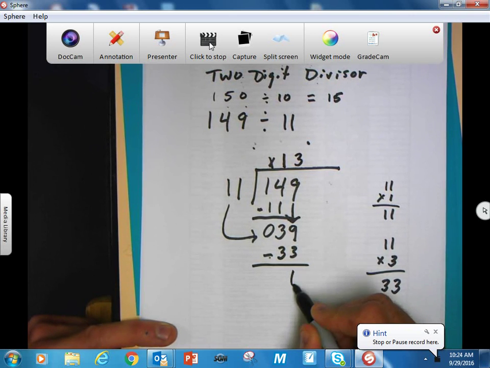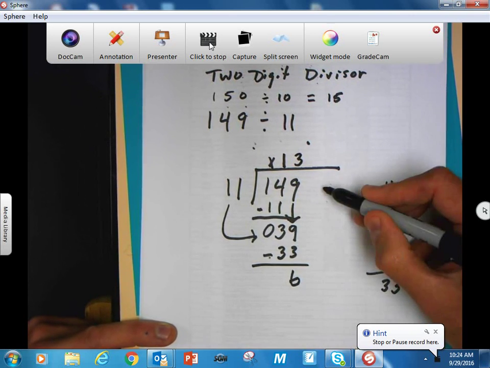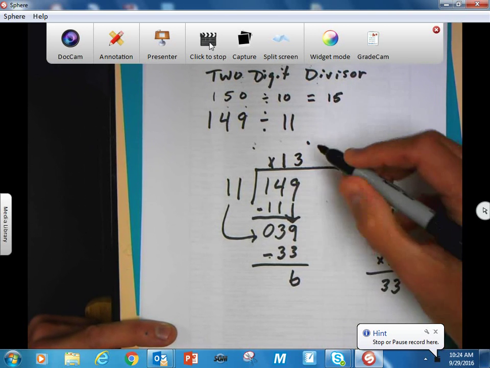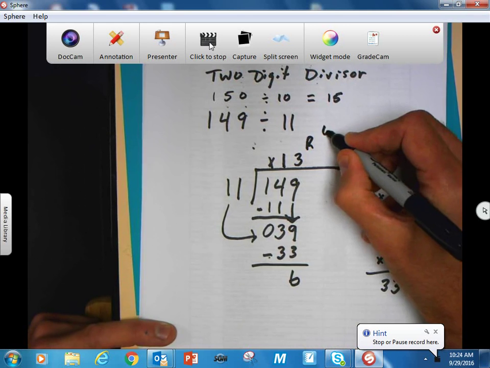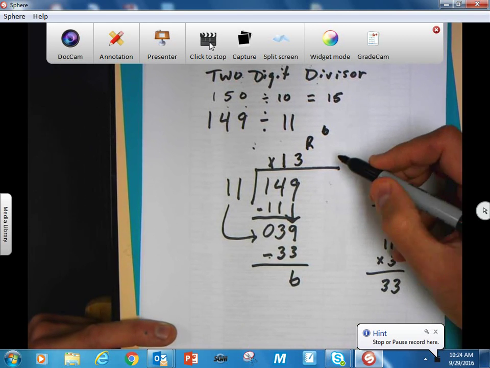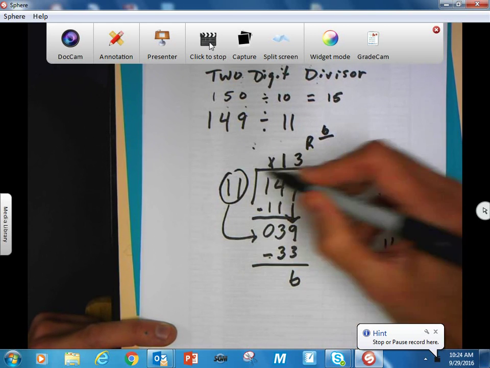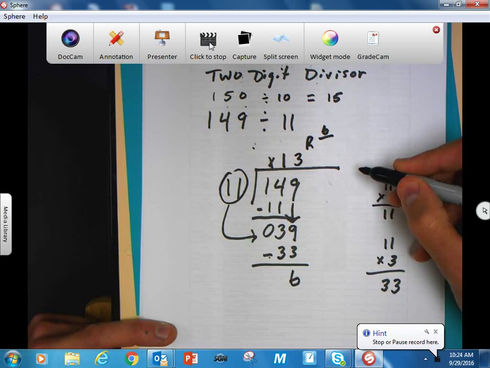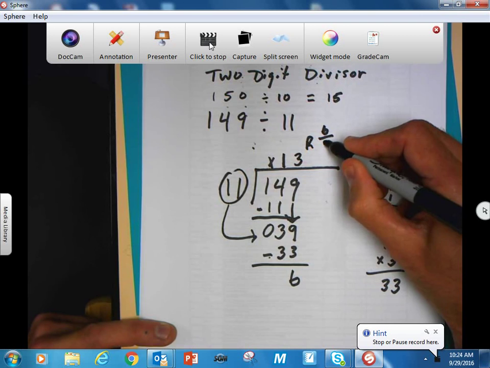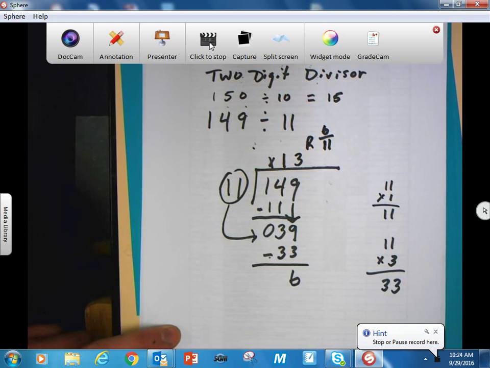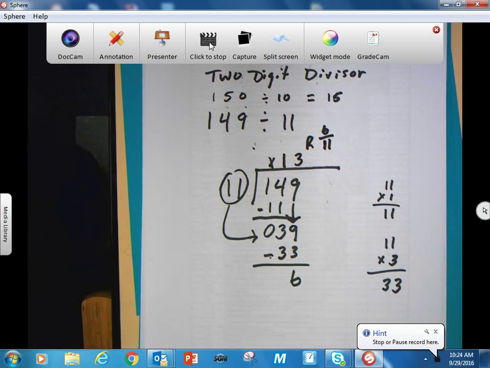I'm left with 6. Notice I have no more numbers to bring down. 6 is my remainder. And we're working on remainders, and we know that the 6 isn't just 6. It's really 6 over what we're dividing by, which is our 11. So this is really a remainder of 6 11ths. This is how you do a traditional division problem.